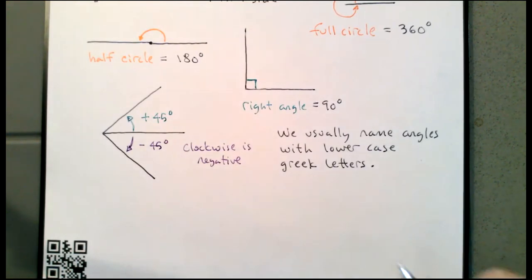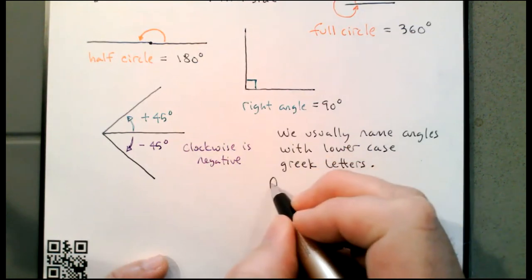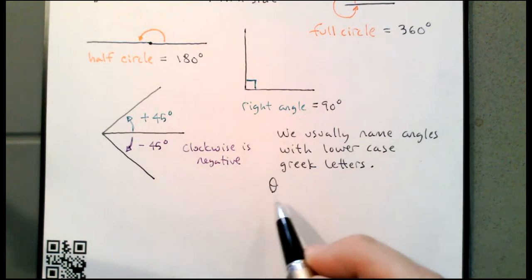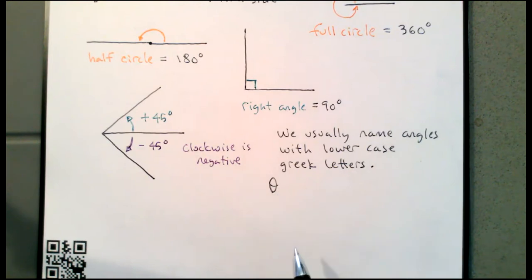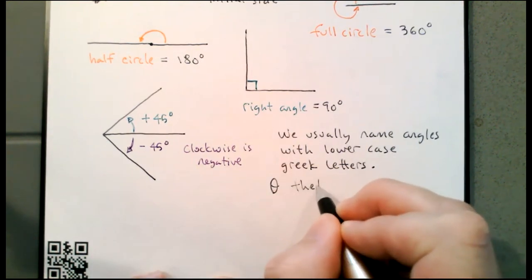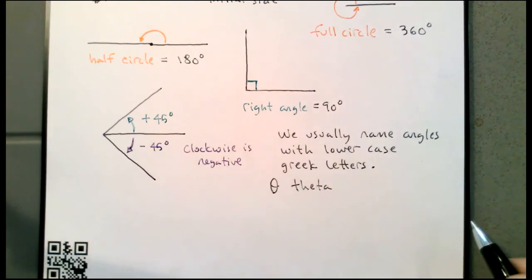So the common ones that we use are, if you make a 0 and then kind of put a smile through it, like a South Park Canadian, but without the eyes. That's a theta. A lowercase theta.